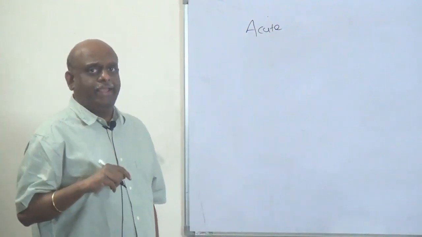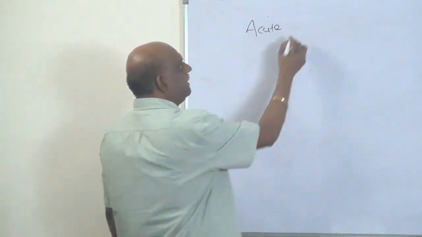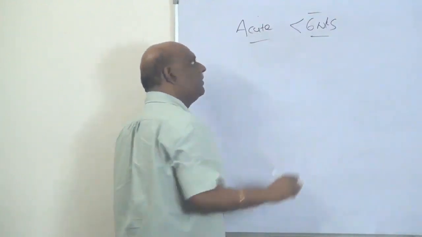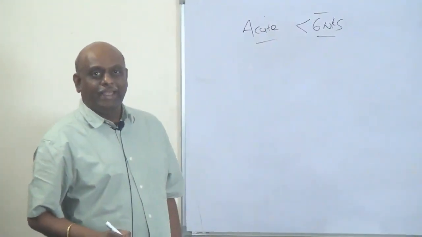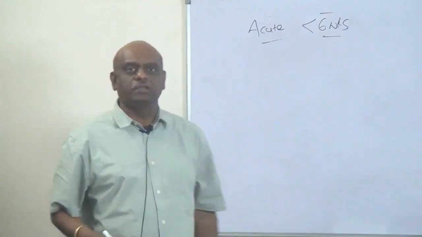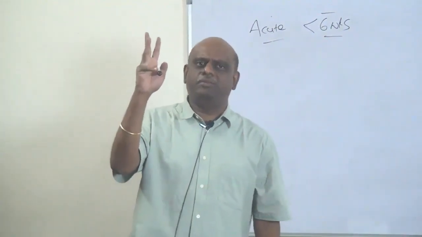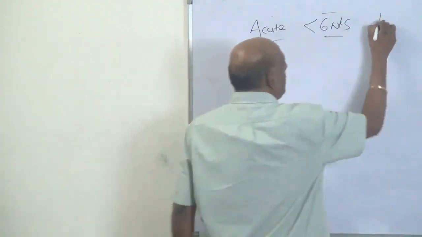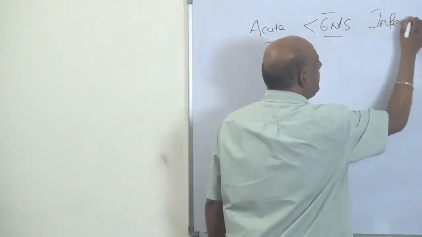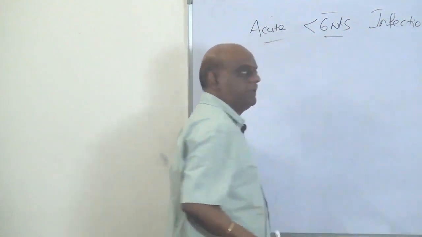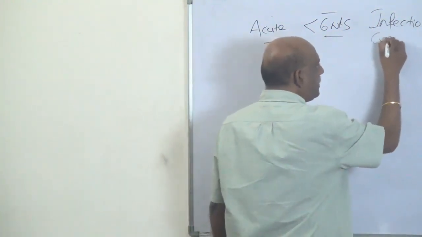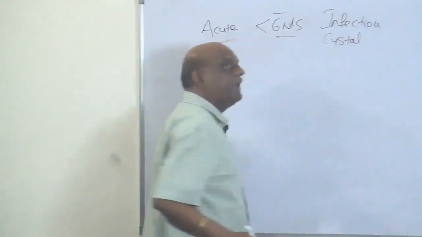to say acute, what is the duration criteria? A less than 6 weeks history of arthritis is what we call acute arthritis. Three conditions should come to your mind when it is acute arthritis. What are the three conditions? Infectious arthritis is acute arthritis. Crystal arthropathy, like gouty arthritis.